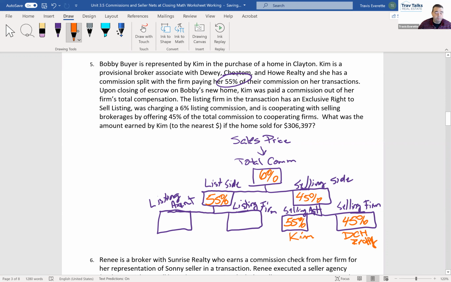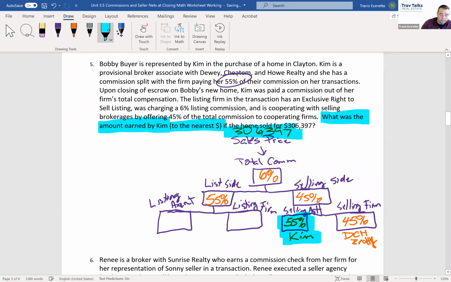What was the amount earned by Kim? So there's our question. What was the amount earned by Kim? And they do say to the nearest dollar, so they want us to do a little rounding. There's Kim. If the home sold for $306,397. So let me fill that in. $306,397. Basically, we need to make a path from $306,397 to Kim. To get there, we have to go through 6%. Because remember, that's the small numbers. We always have to find the small number and multiply that times the sales price. We can't multiply 45%. If we keep working our way back up, 55%, I can't multiply that times the sales price. Too big of a number.